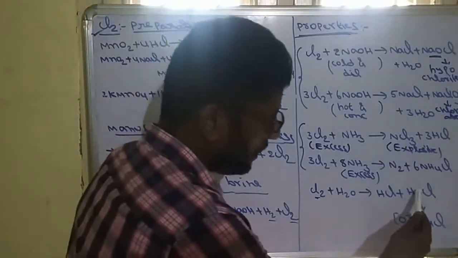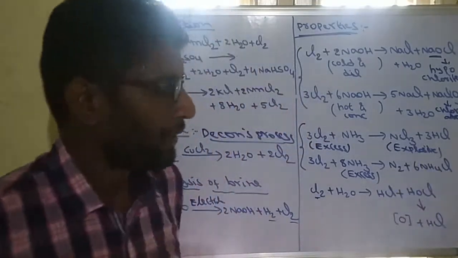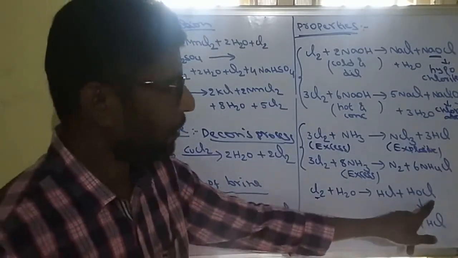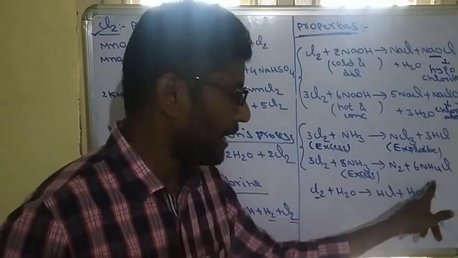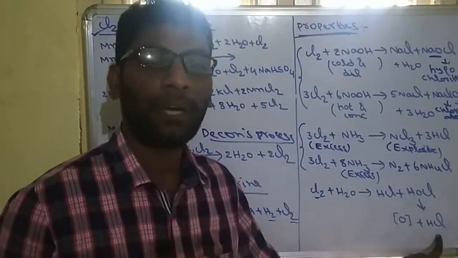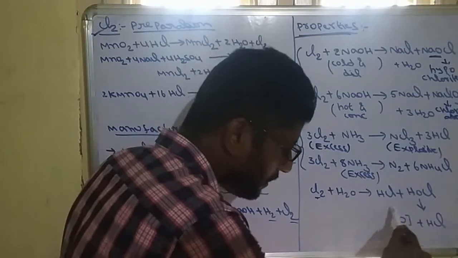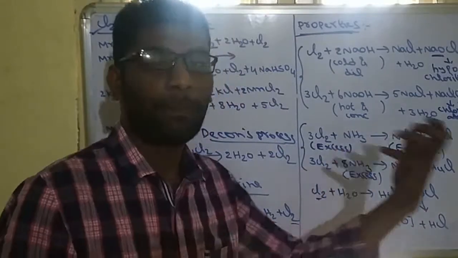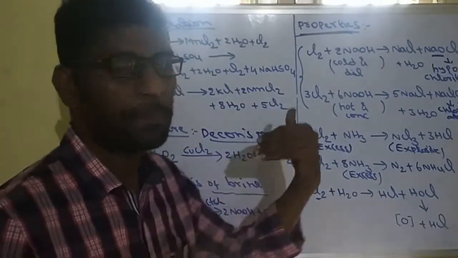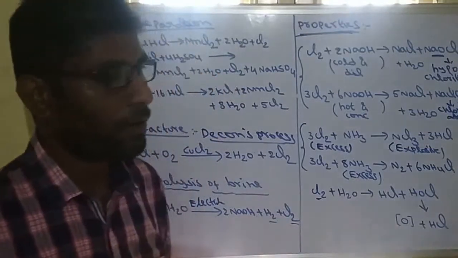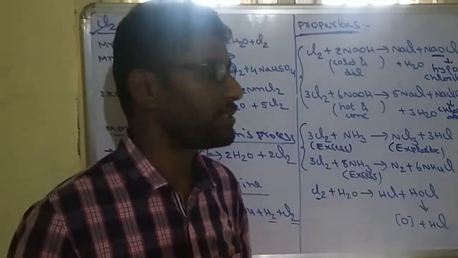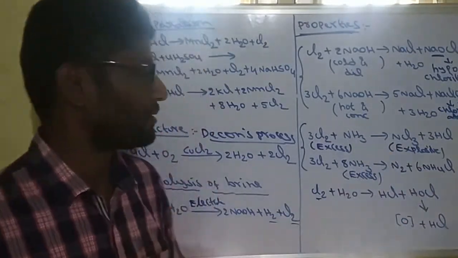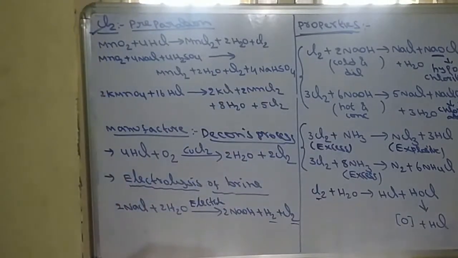HOCl, as you already know, is hypochlorous acid, an oxo acid. This hypochlorous acid loses oxygen and is converted to HCl. Since it releases oxygen, this is called nascent oxygen, and because of this nascent oxygen it exhibits bleaching character. The bleaching character of chlorine is permanent due to the release of nascent oxygen. It is also an oxidizing agent. So remember this.